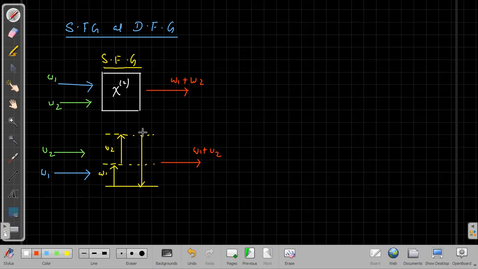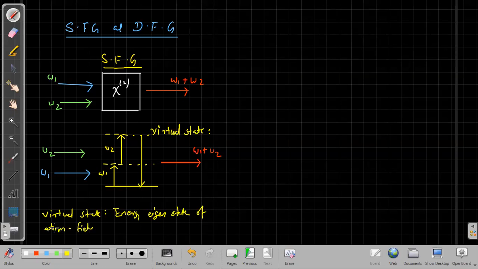Again, the dotted lines that we have shown here are not the eigenstates of the atom. These are virtual states. What is a virtual state? It is an energy eigenstate of the atom-field combined system. So that is what is going to be the virtual state. So that is the simple explanation of the sum frequency generation.